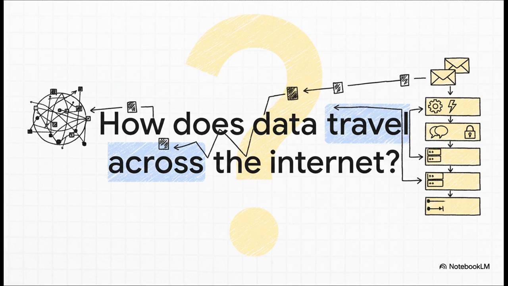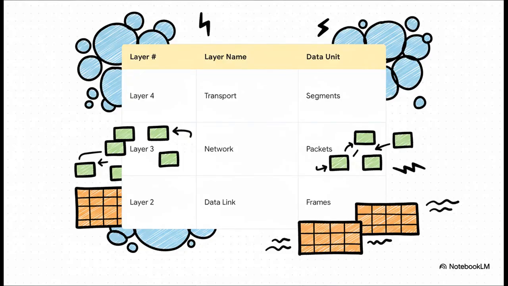And that leads us to a really fundamental question. How does data actually make that journey across the vast, tangled web of the internet? The answer, or at least the roadmap for the answer, lies in a framework called the OSI model. It basically breaks down a super complex process into more manageable layers. Now, we're not going to go through all 7 layers today, but this gives you a peek at some of the really crucial ones.